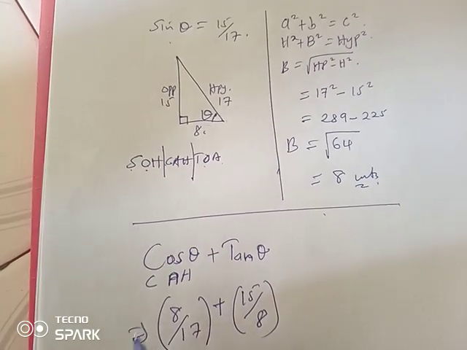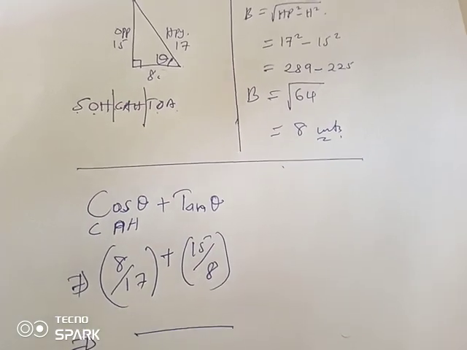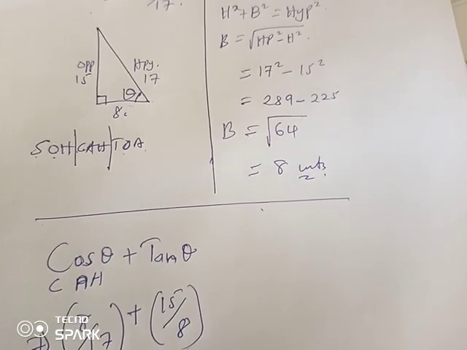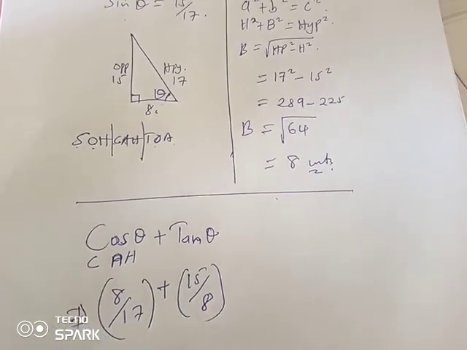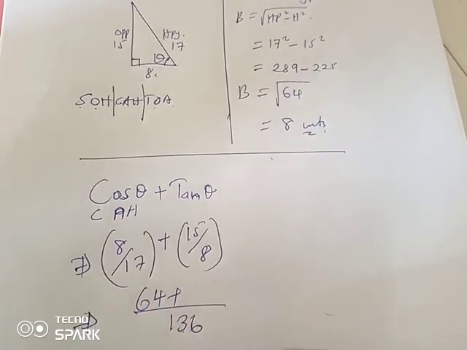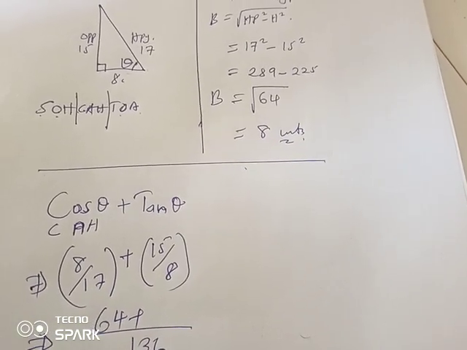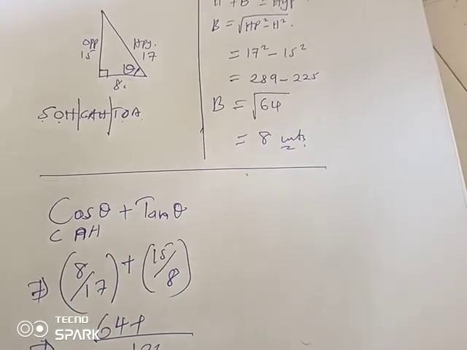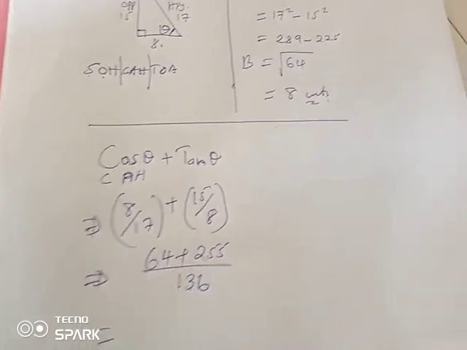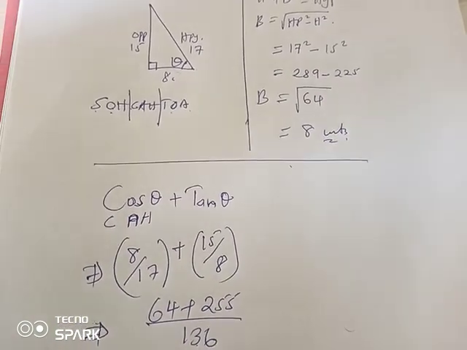So this is very cheap, like I was saying. So we just look for the LCM. LCM of the two becomes 136. So 17 goes there: 8 by 8 is 64, plus, that one goes there, 17 by 15, we get 255. So summing up that, what do we get? 319 all over 136.